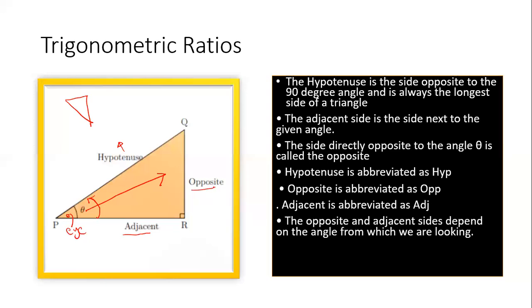So when you are labeling your triangle, the first side that you can label is your opposite. This opposite will help you know where to place your adjacent and where to place your hypotenuse. I've told you that when we are measuring, the base is adjacent, and the hypotenuse is the long side. And how do we abbreviate them? HYP stands for hypotenuse, OPP for opposite, and ADJ for adjacent.